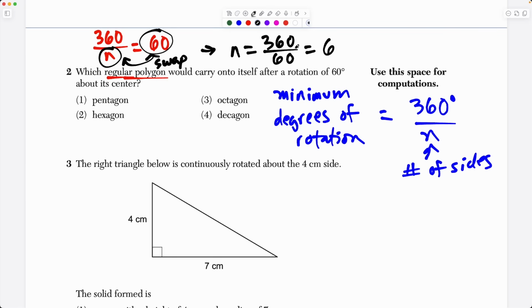And this would tell us, okay, which regular polygon has 6 sides? That would be a hexagon. Okay, a pentagon, we would get n equals 5. Octagon would be n equals 8. And a decagon would be n equals 10.